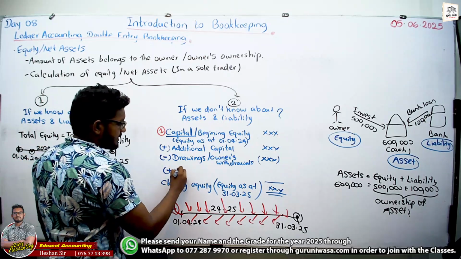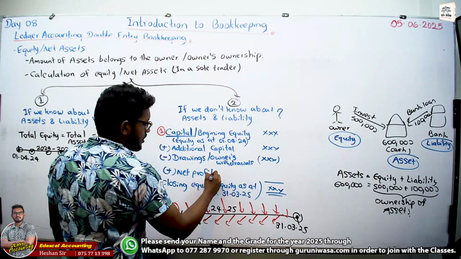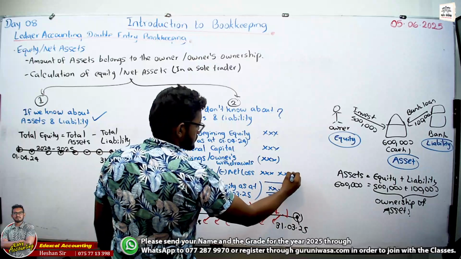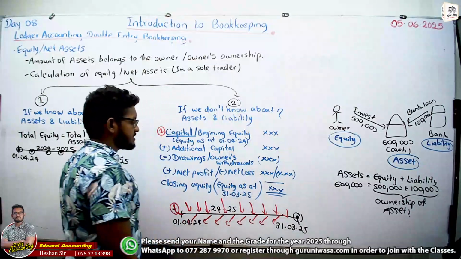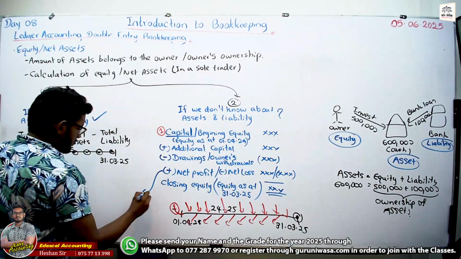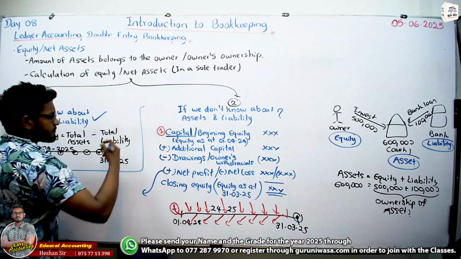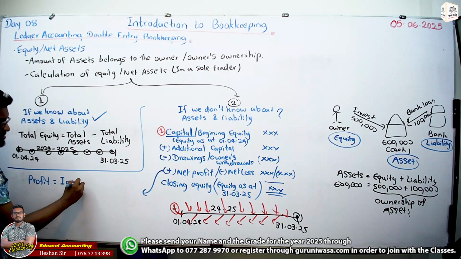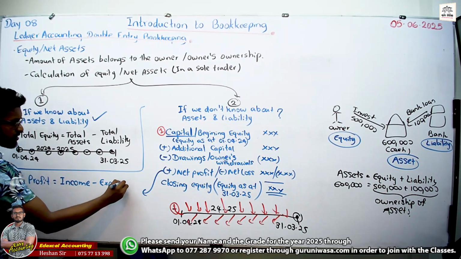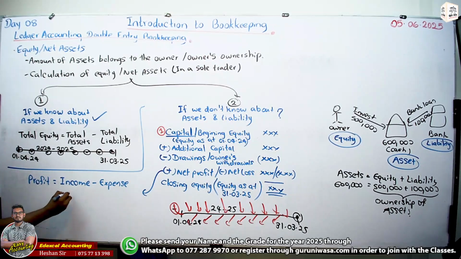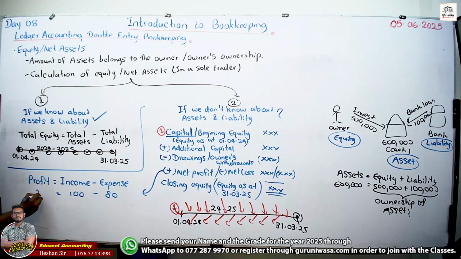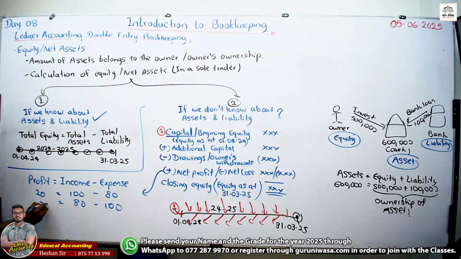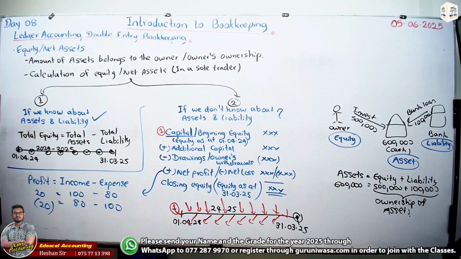To that we add net profit. If there's a net loss, we deduct it. In here, within brackets means minus. What is the term called net profit? Profit equals income minus expenses. I'll explain income and expenses in the next part, right? Think if the income is 100 and expense is 80, profit is 20. But if the expense is 100 and income is 80, there's a net loss. That's why it is minus. Minus within brackets means minus, right?